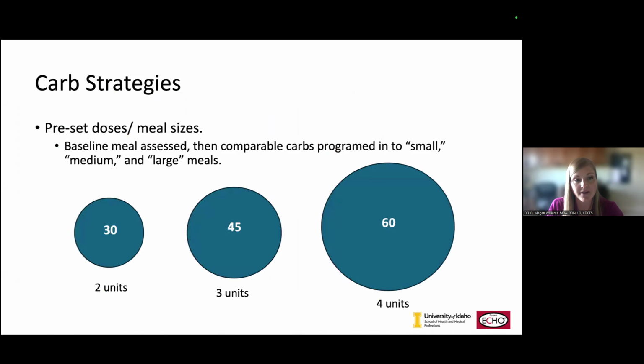So one of my favorite things, and pump companies are catching on to this, this is actually the only way the Beta Bionics pump works now, is basically preset doses. You can go in and you can program a small meal, a large meal, a medium meal. Sometimes I'll program specifically their breakfast, if they eat the same breakfast every day or the same drinks from Dutch Bros or whatever it is that they get. You program it in so they can just push a button and they don't have to stress about the carbs. In the end, something is better than nothing.